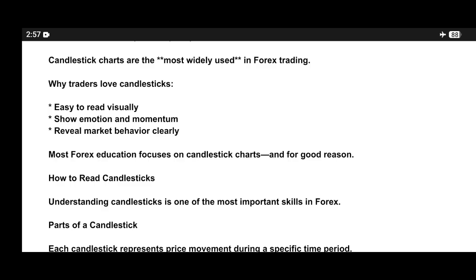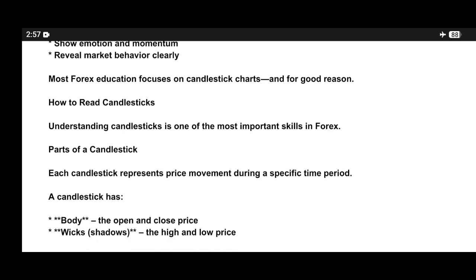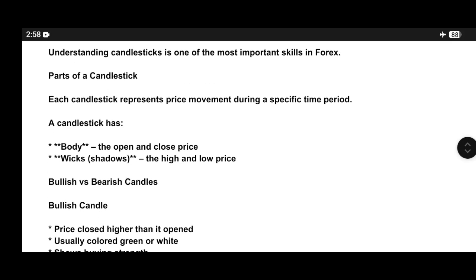How to read candlesticks. Understanding candlesticks is one of the most important skills in forex. Parts of a candlestick. Each candlestick represents price movement during a specific time period. A candlestick has a body, which is the open and close price. Then it has wicks or shadows, which are the high and low price. Then under that we have bullish versus bearish candles.